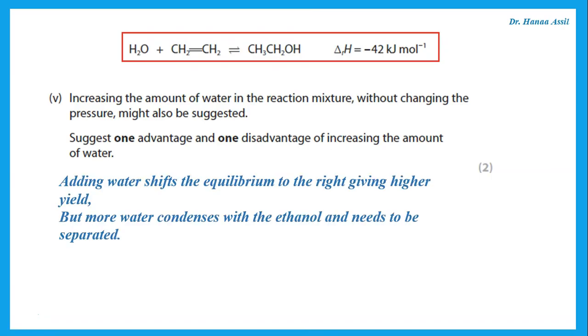So as we said, increasing the amount of water will shift the equilibrium to the right. So that would give a higher yield. But then that would mean that we have too much water condensing with the ethanol, and we will need to separate that mixture. We don't want the ethanol with water, we'll have to separate it.